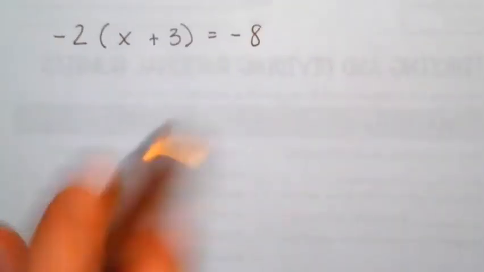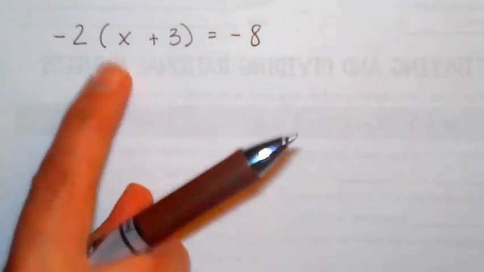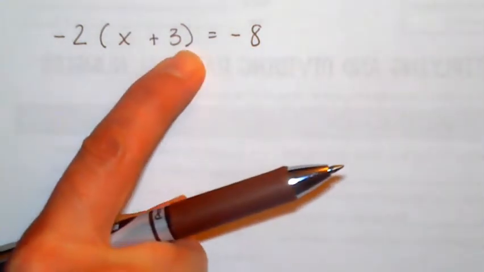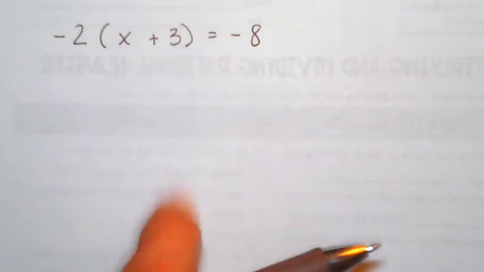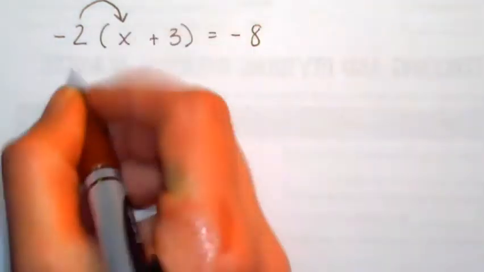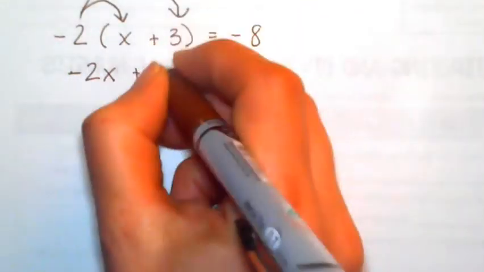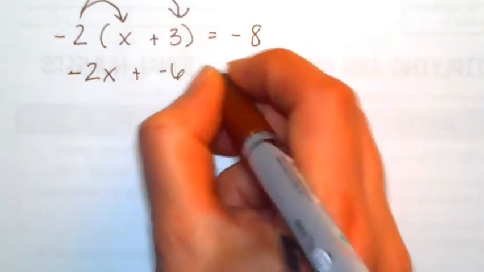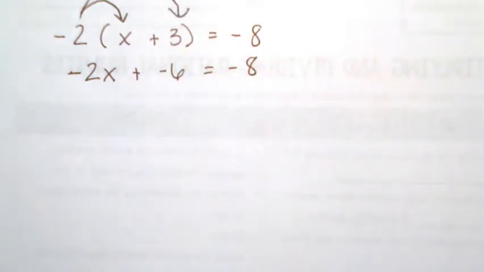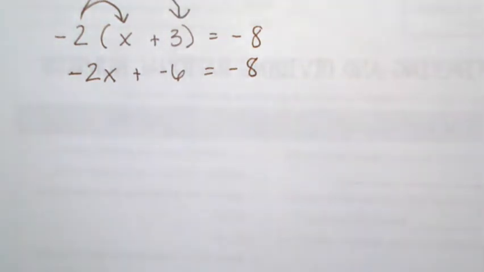Again, the first thing we need to do is get those terms out of the parentheses using the distributive property, so then we can just solve the equation. Negative 2 is going to multiply with x. It's negative 2x. Drop down my plus. Negative 2 is going to multiply with 3. That's negative 6 equals negative 8. I just dropped that part down.